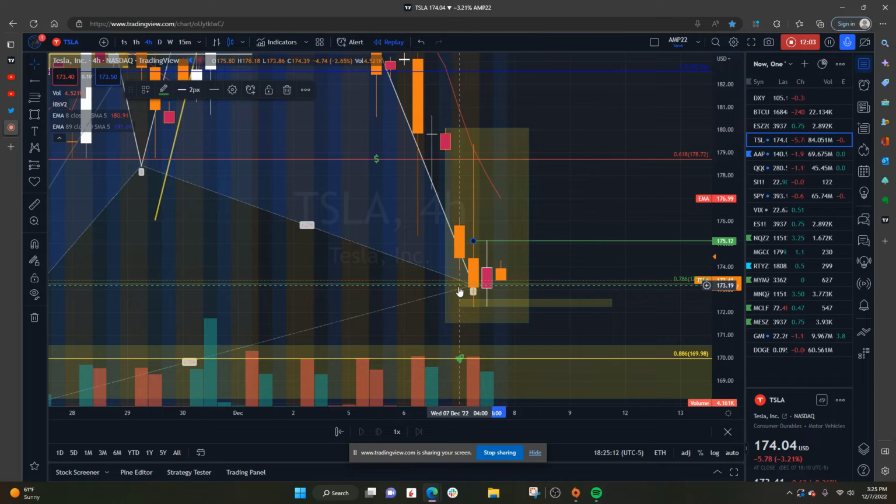Which doesn't happen in this one, but it's still an inside bar. It's still inside of an inverted hammer. Now, one thing you would want to look for is if this breaks below here, you have to be very careful if volume starts to come in and it starts to move way lower.